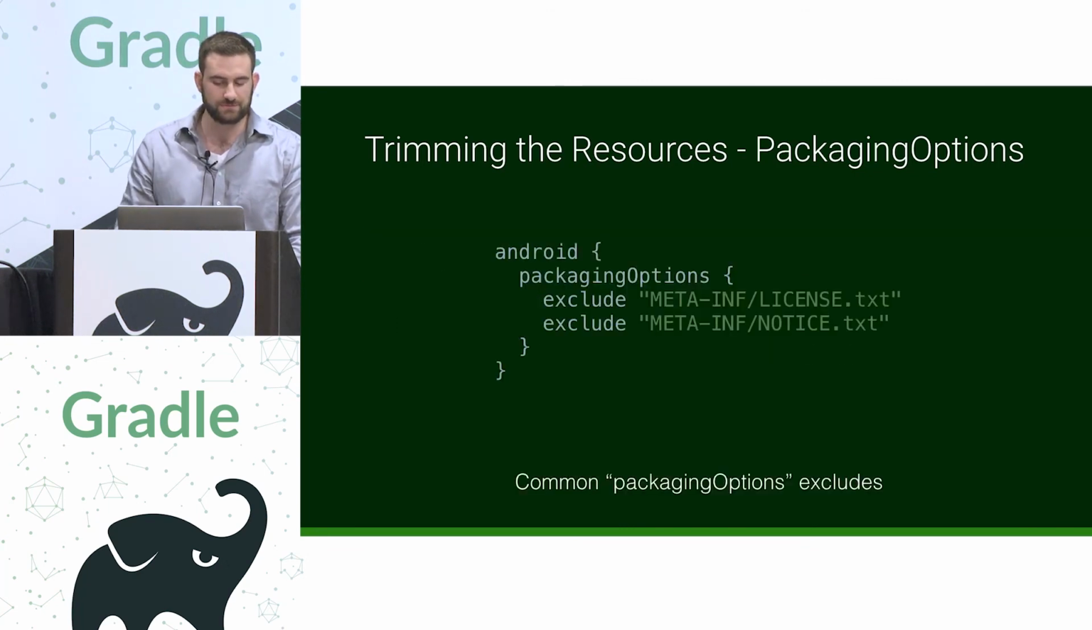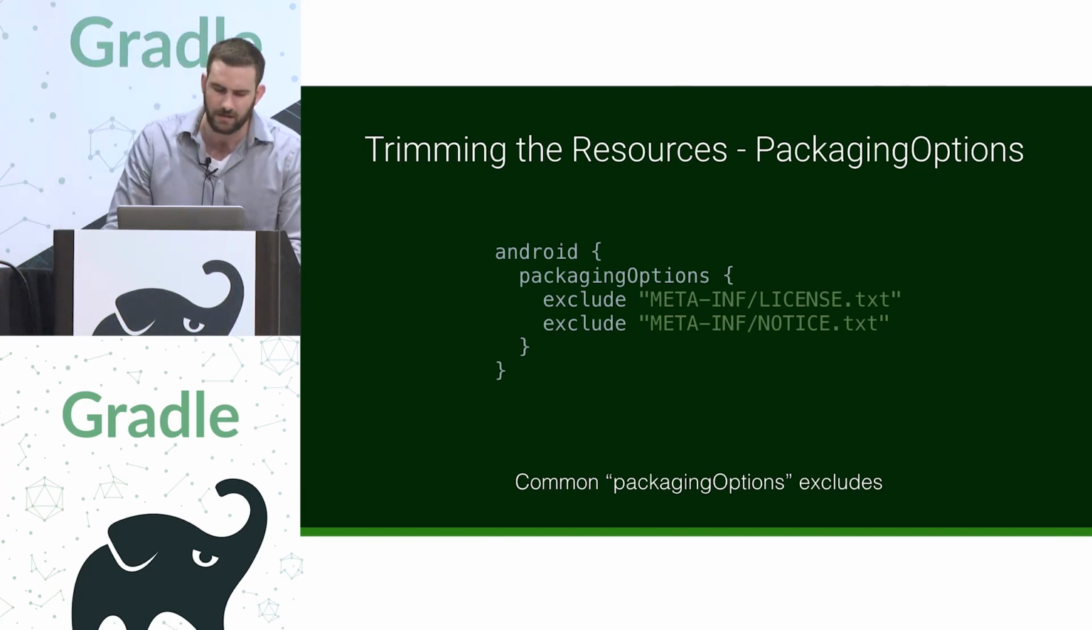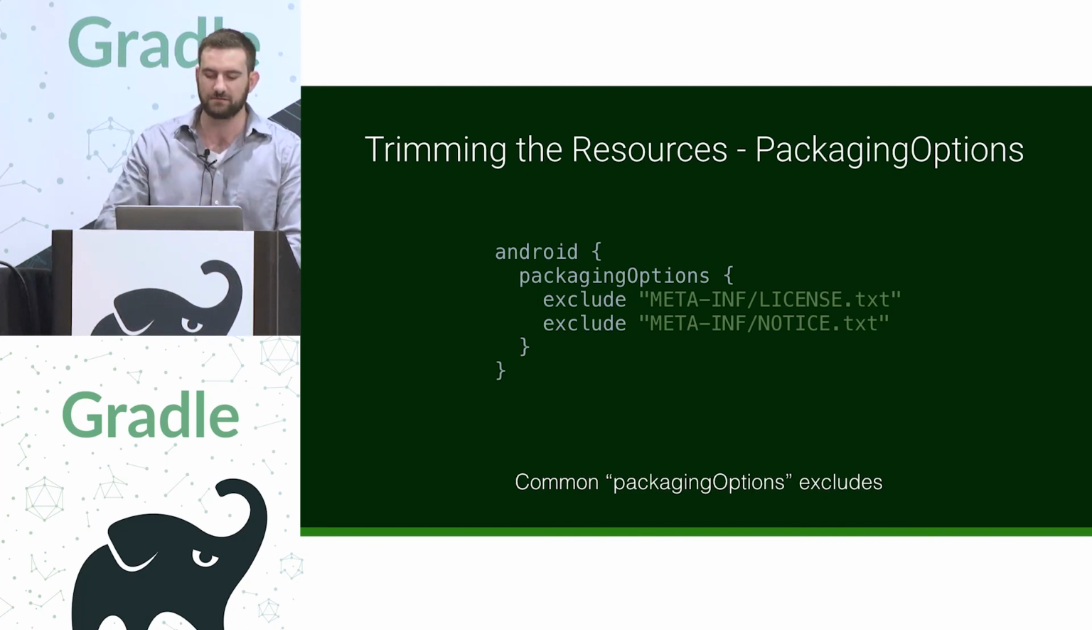So when it comes to packaging options, I'm sure everyone's seen the Stack Overflow. You usually have a duplication of like this meta-inf license file, like meta-inf notice file, and then it's like the top answer on Stack Overflow. You just go ahead and say pick first or exclude. Usually everyone says exclude. But my question is, what are we excluding? Let's go ahead and take a look at this.